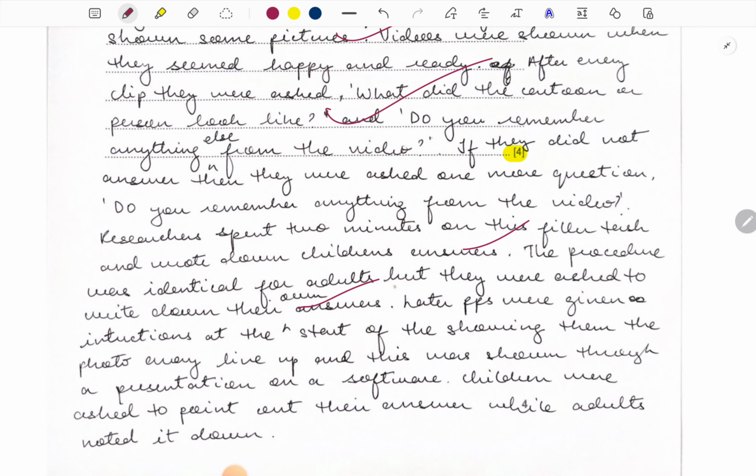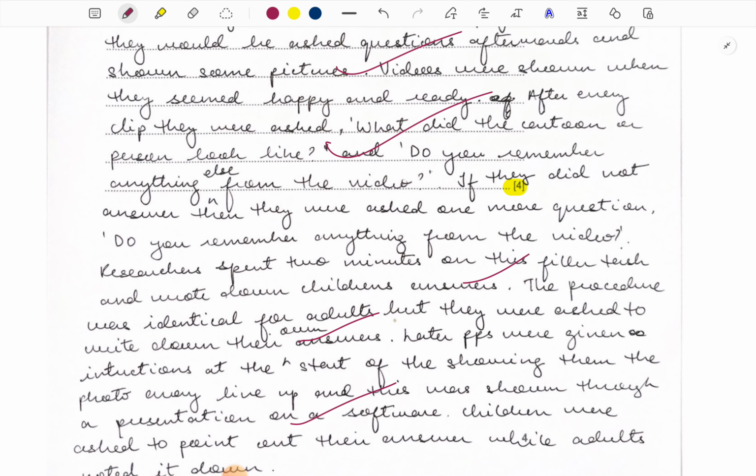She has also mentioned how the participants were given instructions before the photo array lineup could take place, and then how it was presented on the software where children had to point out and adults just had to write down what they were seeing. Excellent. Again, she's covered everything. You can see the exact questions that were asked to the children. She's made sure to specify that the children and the adults were undergoing the same procedure.